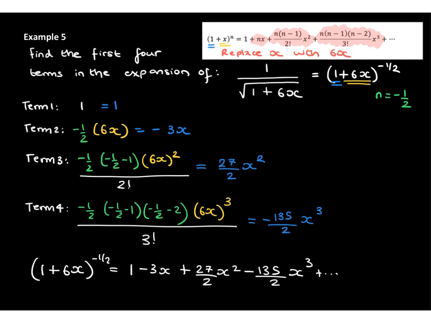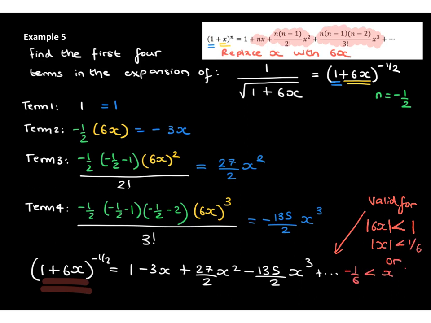Now, validity. Let's take a look very carefully inside the brackets here. My expansion is going to be valid for mod 6x, so the second part, less than 1, divide both sides by 6, so that's mod x less than 1/6. And again, if you want to write it out without the modulus sign, the expansion is valid for x between minus 1/6 and 1/6.